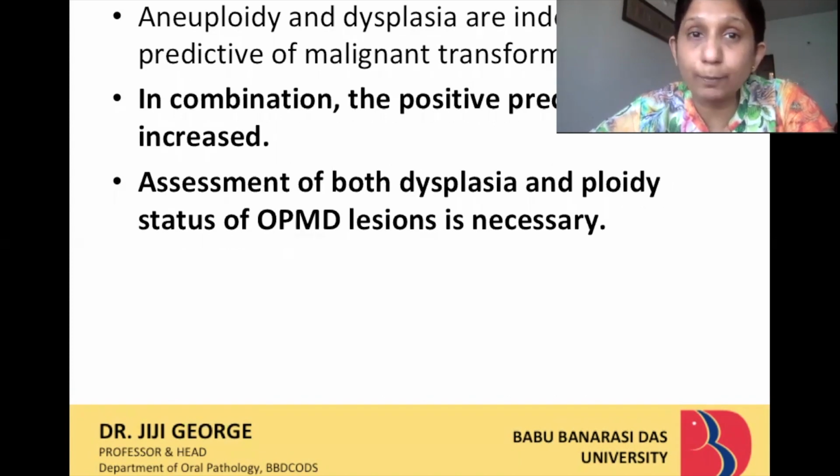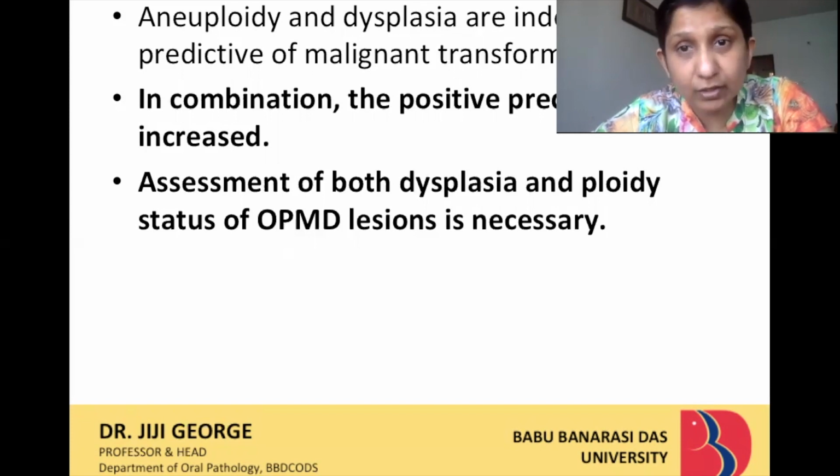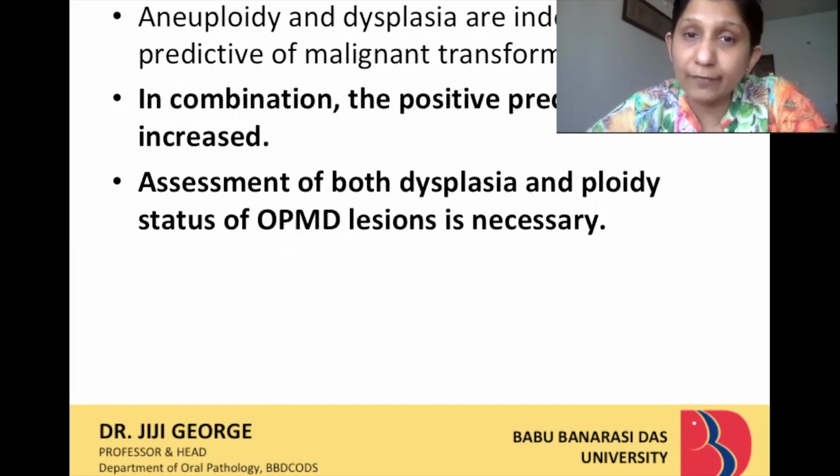So suppose you've done both the studies, that is, you've done the genetic studies on the DNA level as well as tissue studies on the cellular level to find out aneuploidy and dysplasia. In combination, these have an increased positive predictive value. That means independently also they can predict malignant transformation. But having said that, the predictive value increases when you do both types of studies together. Now, assessment of both dysplasia and ploidy status of OPMD lesions is very necessary.